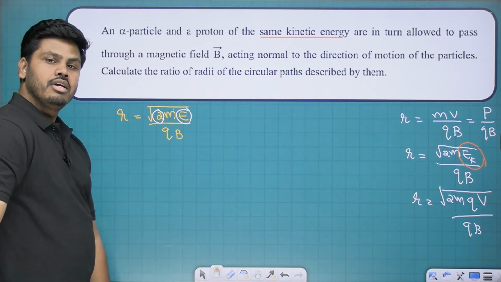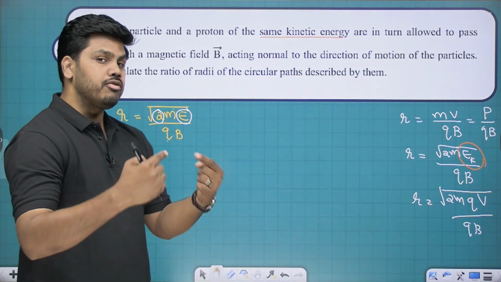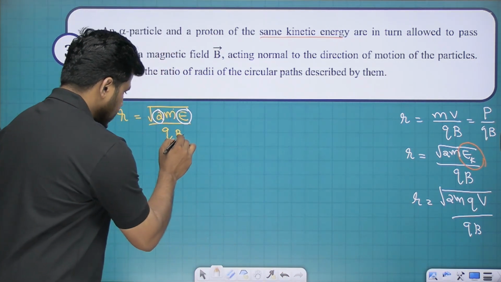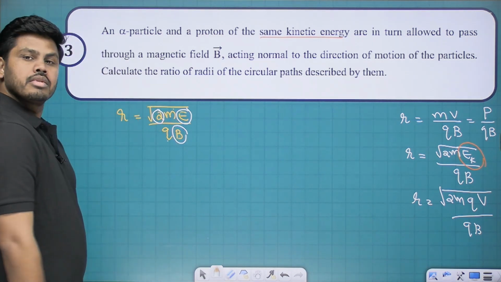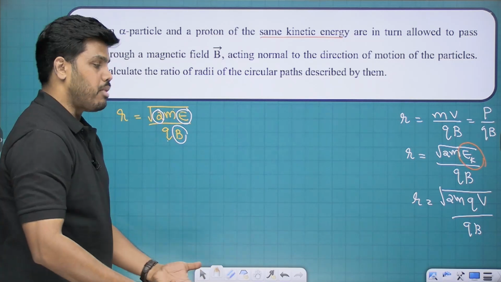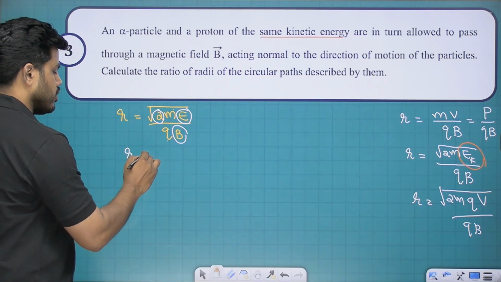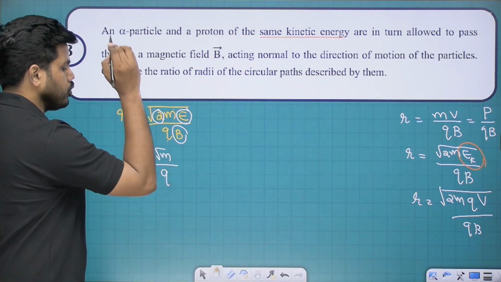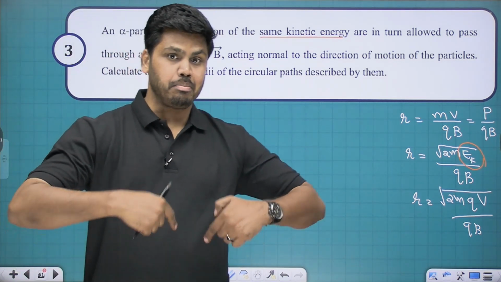2 is a constant. See, the charges of alpha particle and proton are not the same, right? We know. But they enter the same magnetic field. So in this equation, 2E and B remain the same for both the particles. So we can simplify this equation into a relation like root m divided by q. Correct? R is proportional to.